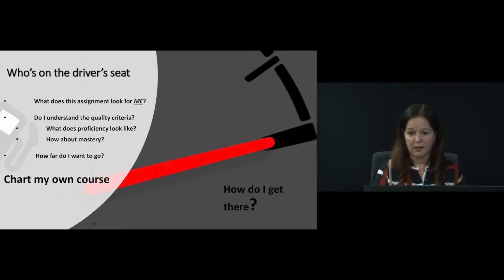What is proficiency? What does it look like? How has my teacher explained those parameters to me? How about mastery? Is there something in there that I feel like I want to tackle? I want to get there. How far do I want to go?